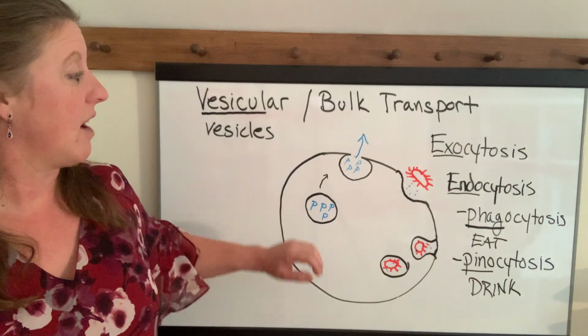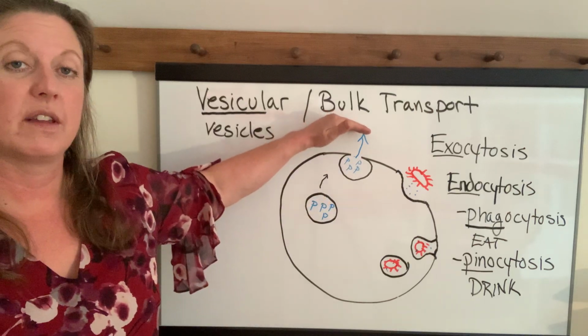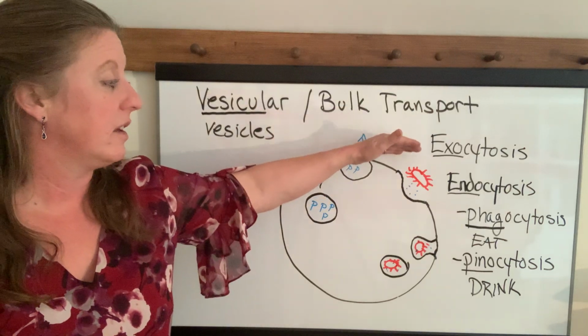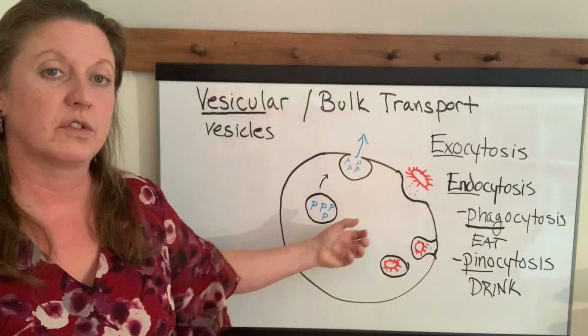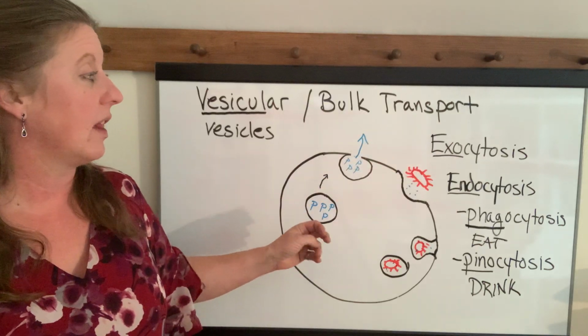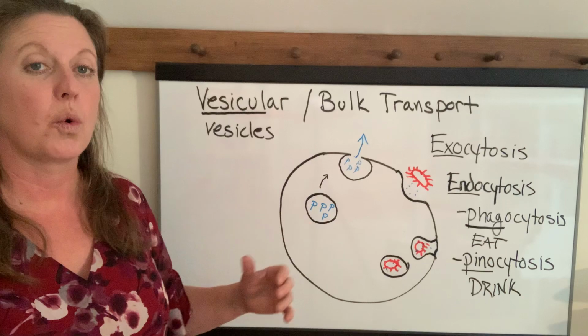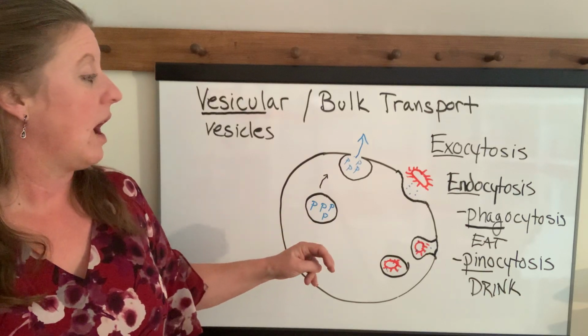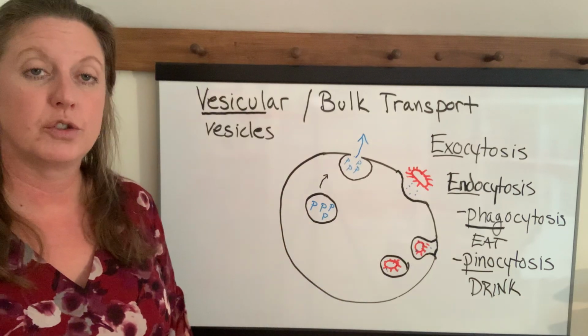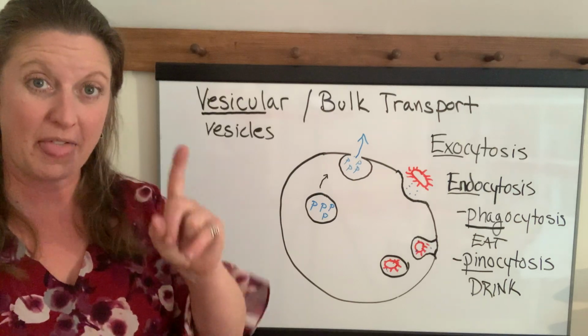All right, so we have exocytosis, which is using vesicles to get rid of things, and endocytosis, which is using vesicles to bring things in. Both allow for the movement of either large or numerous particles without causing any damage to the plasma membrane. Now that's it.